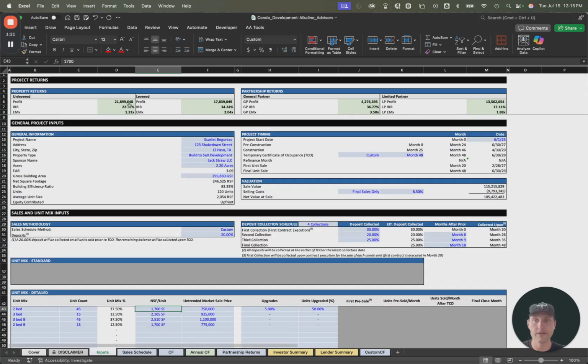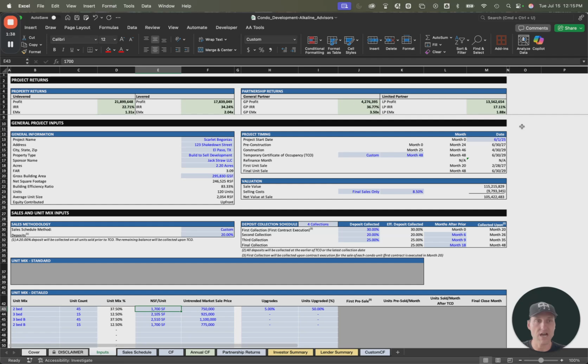So you have property level returns, unlevered versus levered, or no debt versus debt. You have GP level partnership returns versus LP level partnership returns. We have brief general information. If you load in the info here, the rest of the model will populate accordingly.